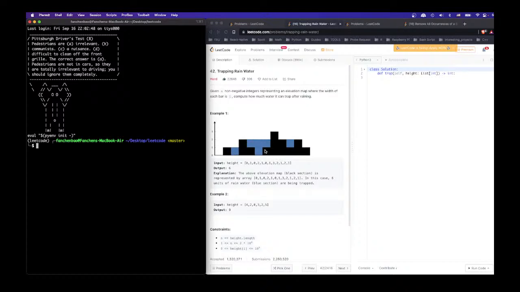2, 3, 4, 5, 6. Wait, hold on. 0, 1, 2, 3. The index is 3. 4, 5, 6, 7. 7, so it's 4. But we have 3, so it's minus 1. Okay, so index minus 1 multiplied by the difference between this and this, so we get this. And then we'll pop this.